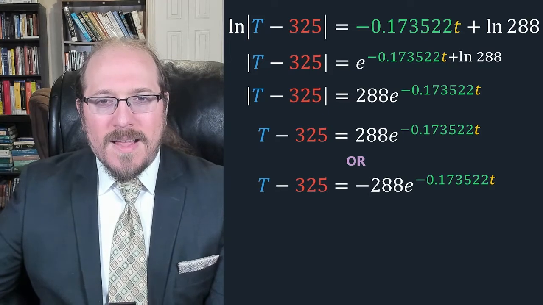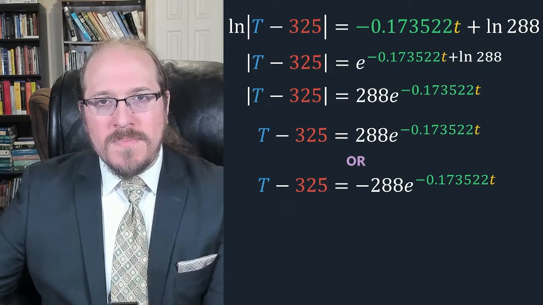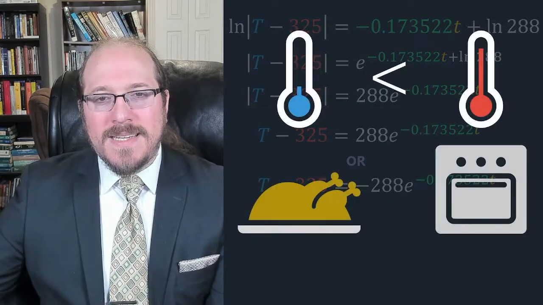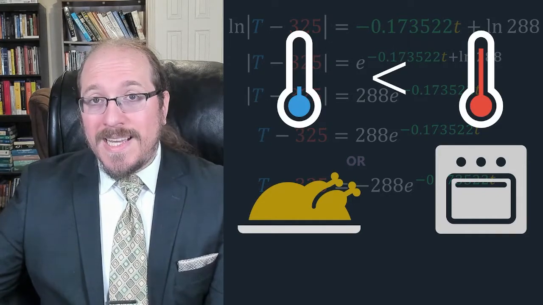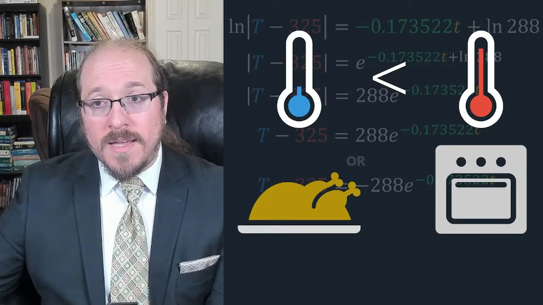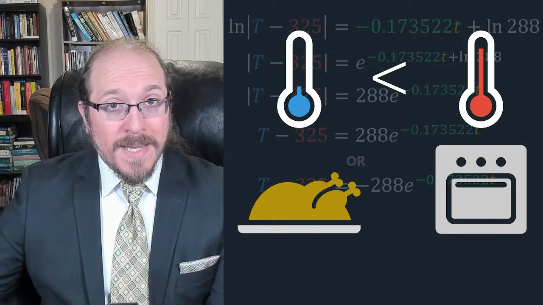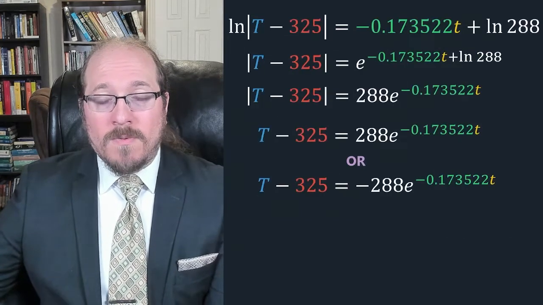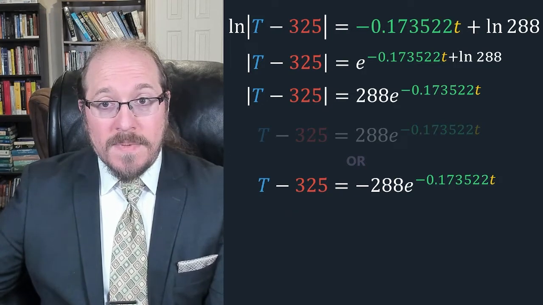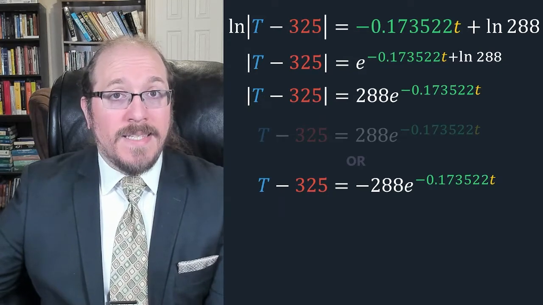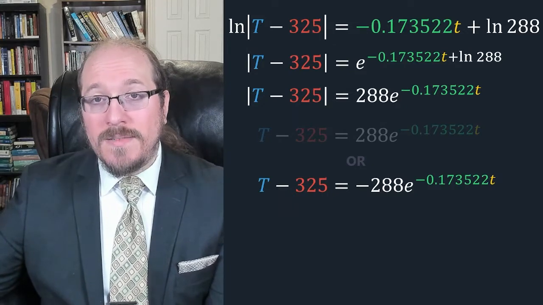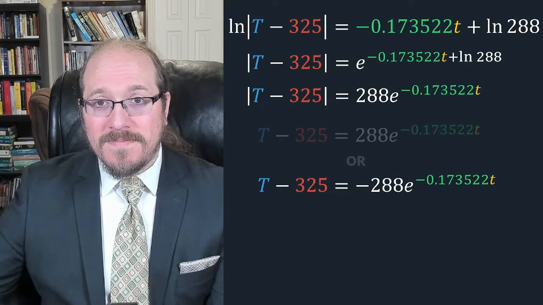But which one? This is why I often stress to not just push symbols around on a page, but think about what they mean. Remember, big T is the temperature of our turkey. Its temperature is less than the 325 degrees of the oven we put it into. So the temperature of the turkey minus the temperature of the oven should be a negative number. So that means we want the right side to be negative 288 e to the kt. Since e to the kt is guaranteed to be positive, that whole right side is guaranteed to be negative. We used the information we knew about the problem to make a decision about which solution made more sense in context.